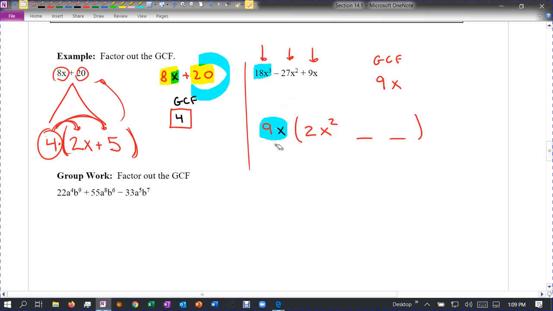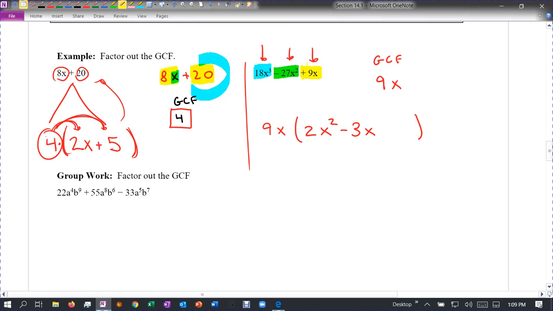Okay, now we move on to the next piece. Oh, the 9 went away. So now we want to be able to get negative 27x squared back. So what do you have to multiply 9 by to get negative 27? Well, negative 3. And then you want to turn x into x squared, so you're missing an x, you need an x.